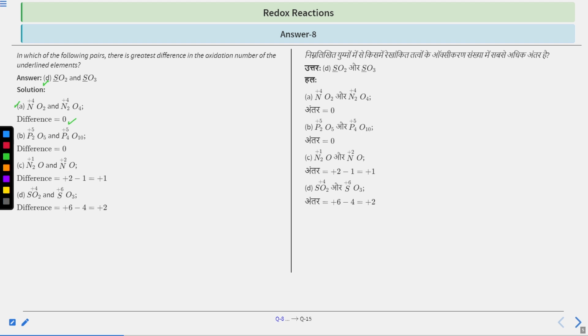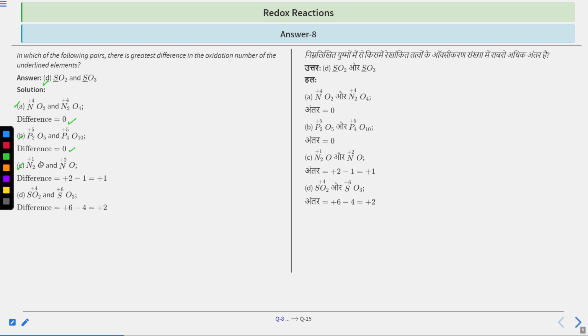Now in option B, we have P2O5 and P4O10. The underlined element is phosphorus. In P2O5, the oxidation state of P is +5, and in P4O10, the oxidation state of P is +5. So as you can see, both oxidation states in P2O5 and P4O10 are equal, and that's why the difference will be 0. In option C, there is N2O and NO.